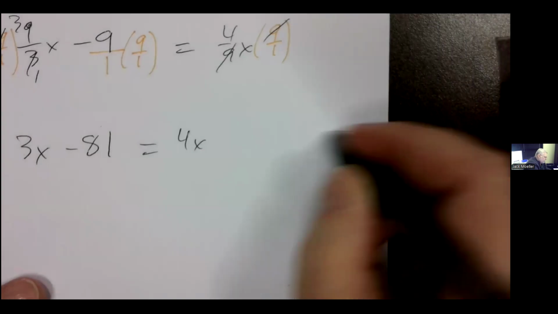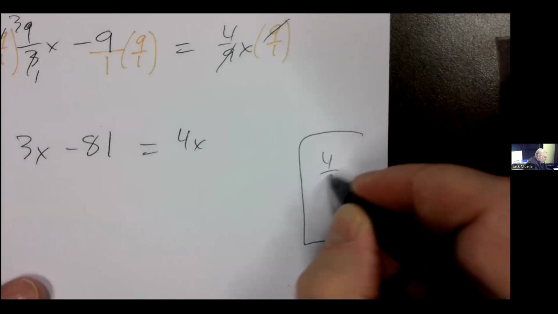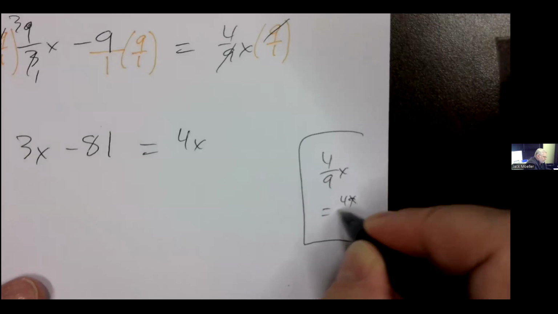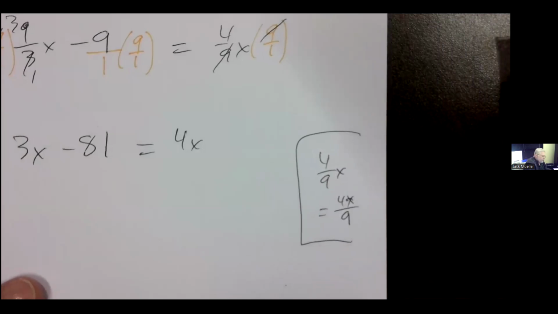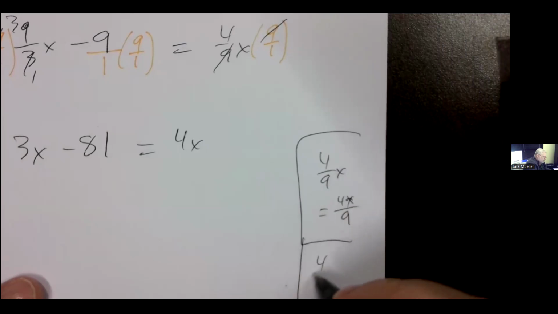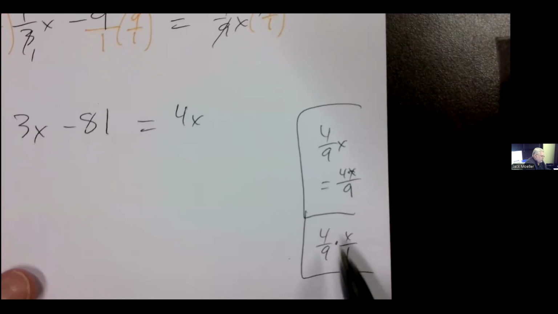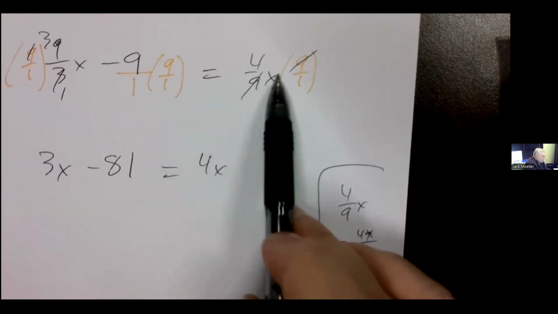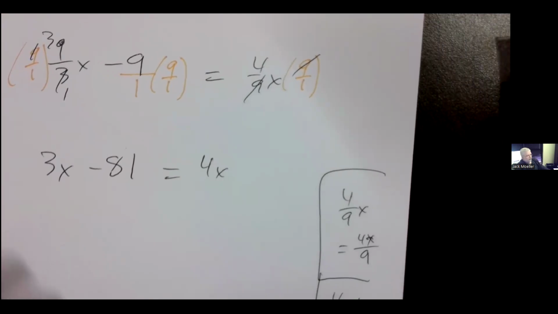And just to clarify, that 4/9 x does mean the same as 4x over 9. And the reason being is, think of it this way, if you put that x over 1 to make it a fraction, now you're multiplying top to top, bottom to bottom. So when you have that variable out front, it is the same as having it on the top.